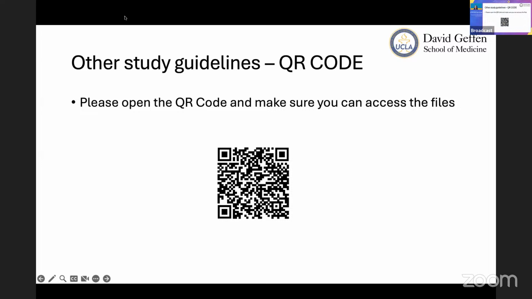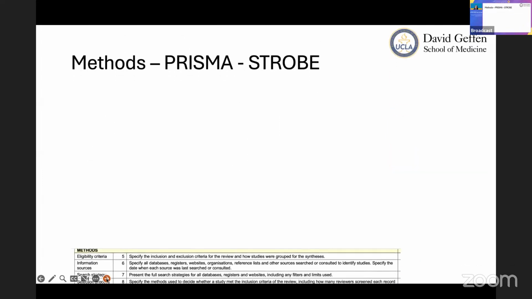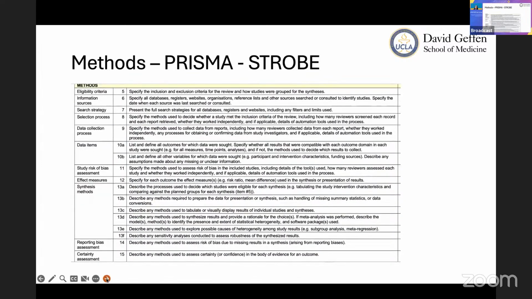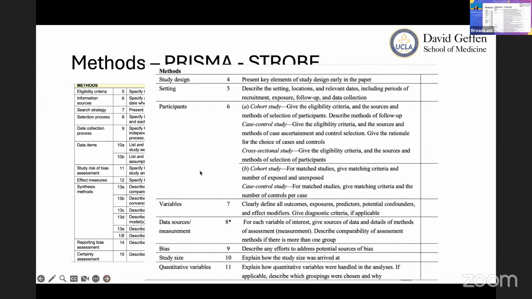Great. I hope this is useful because it's really important to know this. Depending on the type of study that you're doing, you need to use different reporting guidelines. Again, PRISMA is for systematic review studies. So look at the methods. There is a whole list of things that you need to put. And this is for observational studies, whether it's a cohort study or a case control study, you have to do this differently. This is for STROBE. So you can actually take a look at this.